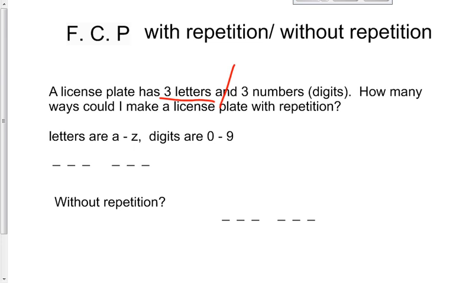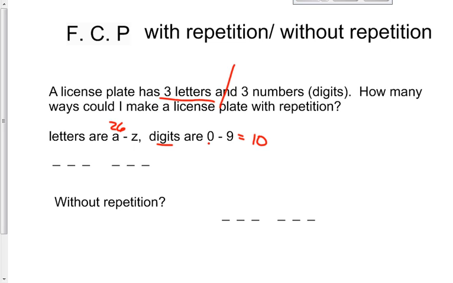Now you have to keep in mind here that digits are the numbers from 0 up through 9, and we do have 10 of those. So counting 0, you've got 10 digits to pick from. Letters in your alphabet, you've got 26 letters. All right, so if we want to figure out a license plate question, how many different ways could I make that with repetition?